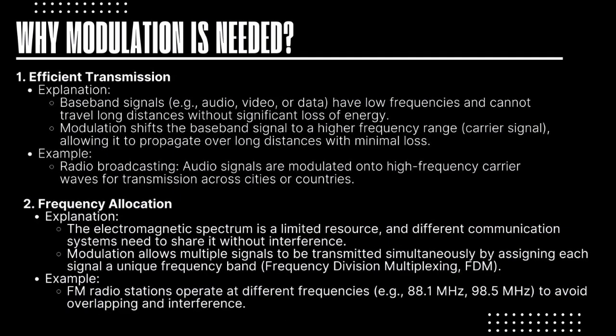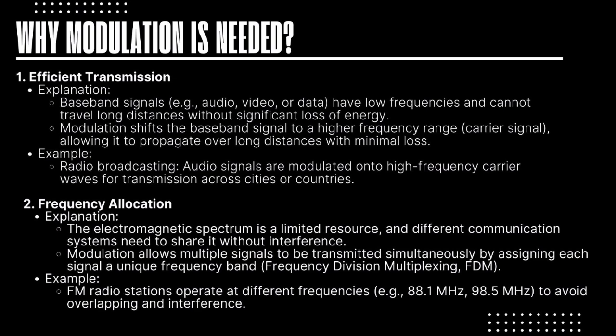Now let's address the core question. Why do we need modulation? There are several reasons. First of all, efficient transmission. Baseband signals like audio or video have low frequencies and cannot travel long distances without losing energy. Modulation shifts these signals to higher frequencies, allowing them to propagate over long distances with minimal loss. For example, radio broadcasting uses modulation to transmit audio signals across cities or countries.